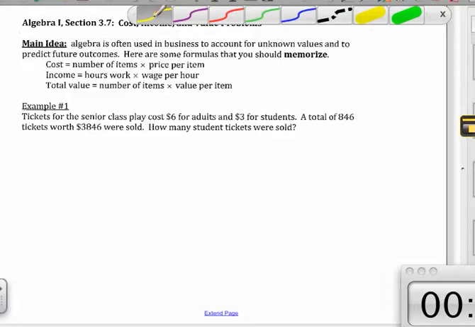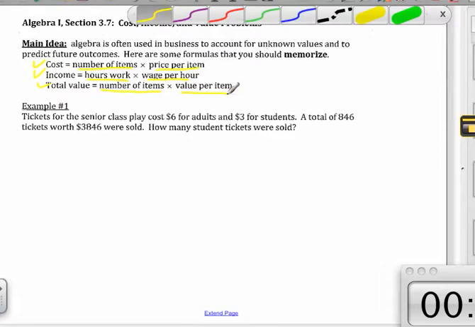Here are a few equations that you should know. Cost is the number of items times the price. Okay, that's obvious. Income is hours worked times the wage per hour, the amount that you get every hour. Total value is the number of items times the value per item. That's the same thing as cost. Okay. All right. Let's look at this first thing.